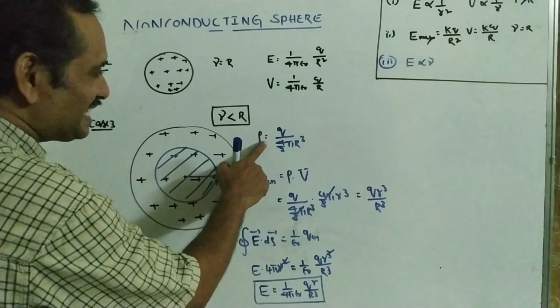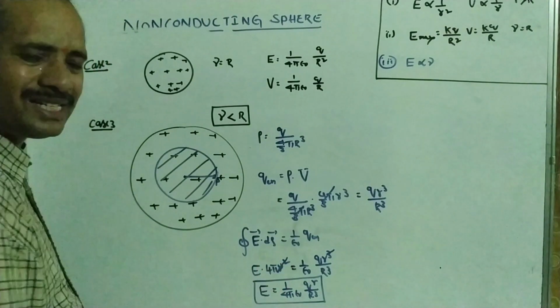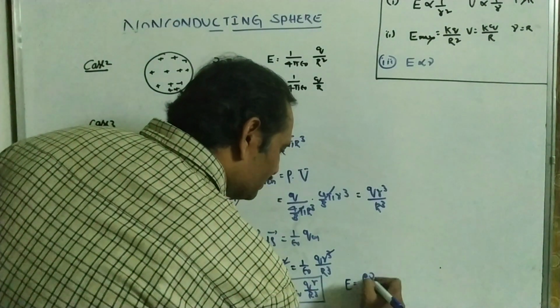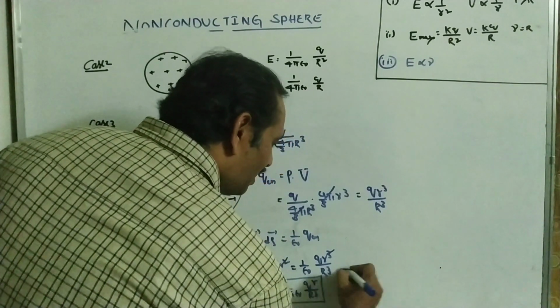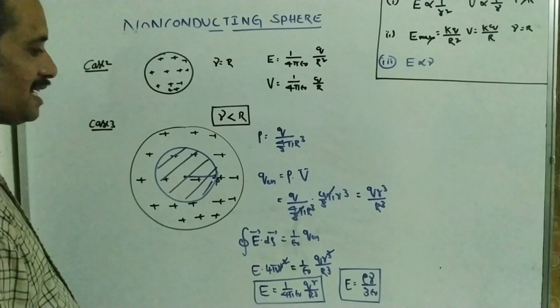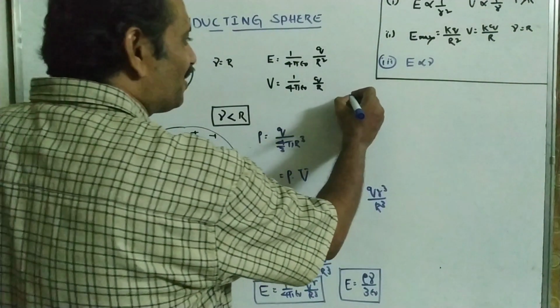If I replace in terms of charge density, multiplying by 3 on both sides, it's not a big issue. Rho r by 3 epsilon 0 is the electric field due to the non-conducting sphere inside. So you may get it out like this.